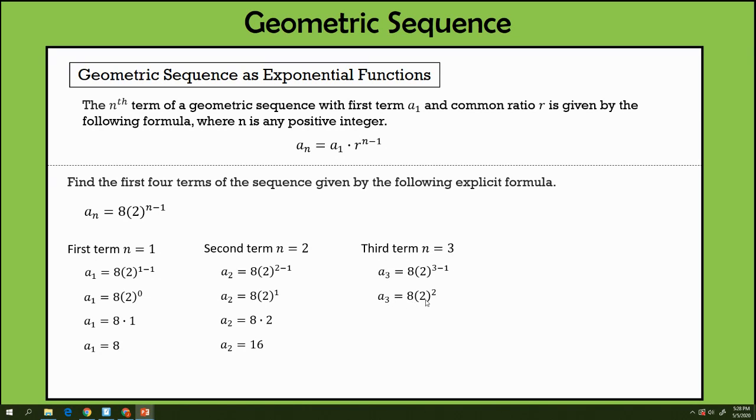8 to the third equals 8 times 2 to the second power. 2 to the second power is 4. 8 times 4 is 32. So the third term in this sequence is 32.